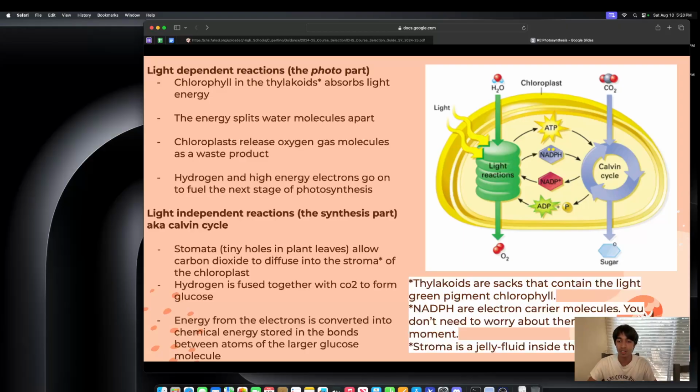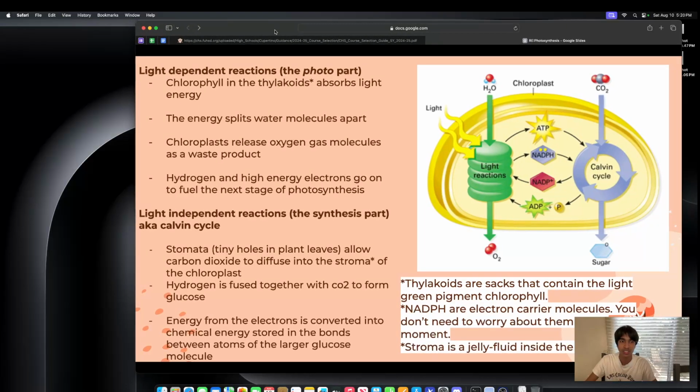So now in more detail, other than my explanation, the light dependent reactions, the photo part: the chlorophyll and the thylakoids absorb light energy. The energy splits water molecules apart. Chloroplasts release oxygen gas molecules as a waste product. Hydrogen and high energy electrons go to fuel the next stage of photosynthesis.